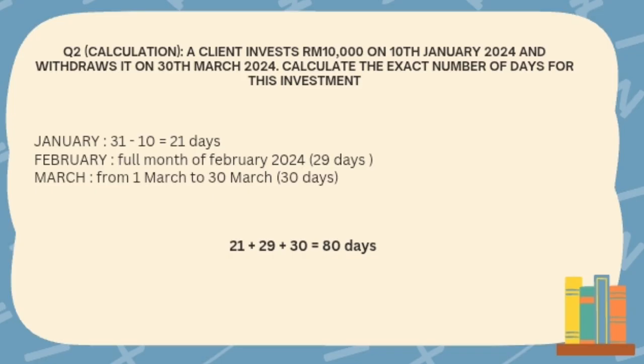The investment starts on the 10th of January 2024 and ends on the 30th of March 2024. January has 21 days remaining. February has 29 days because it is a leap year and March has 30 days. So the exact number of days for this investment is 80 days.